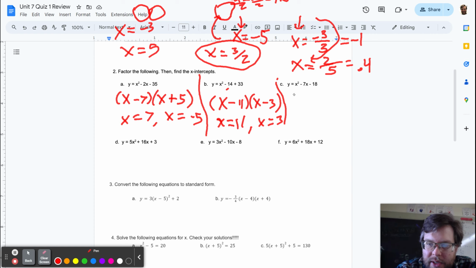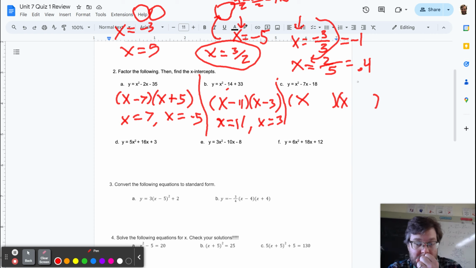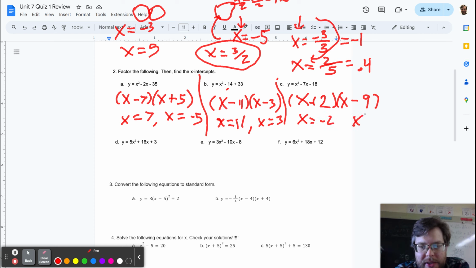The last one here of this first type, two numbers that multiply to make 18. Could be 1 times 18, 2 times 9, 3 times 6. I'm going to use 2 times 9 because if I make the 9 negative and the 2 positive, those will add up to make -7x. So here I get -2, and here I get +9.